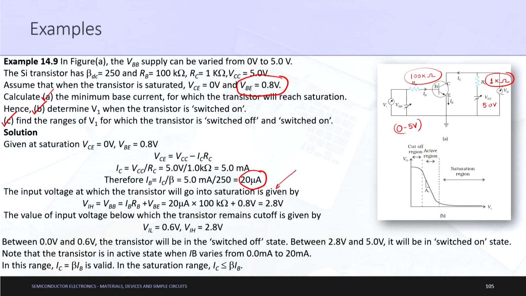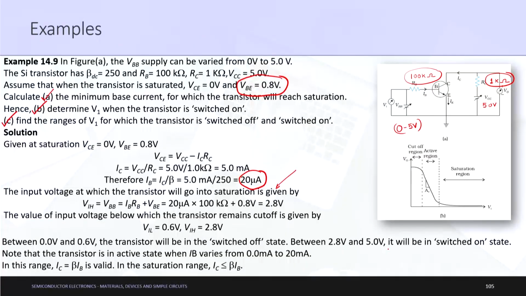Now, between 0 volts and 0.6 volts, the transistor will be in the switched off state. This was also explained when we were understanding the concept of the transistor as a switch. Between 0 to 0.6 volts it acts in the cutoff region and hence is switched off. Between 2.8 to 5 volts, the maximum value it can attain, it is switched on. Note that the transistor is in the active state when IB varies between 0 to 220 milliamperes. In this range IC equals beta IB is valid. In the saturation range, IC is less than or equal to beta IB.